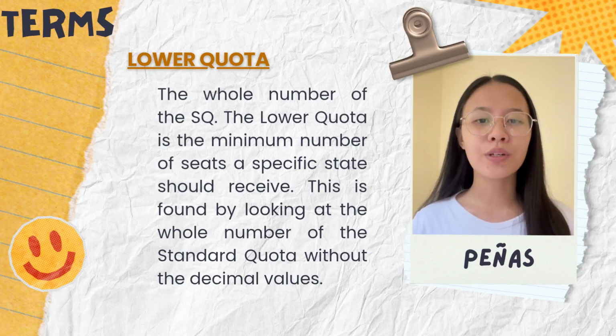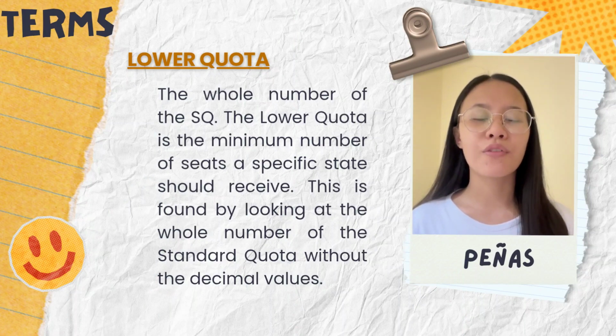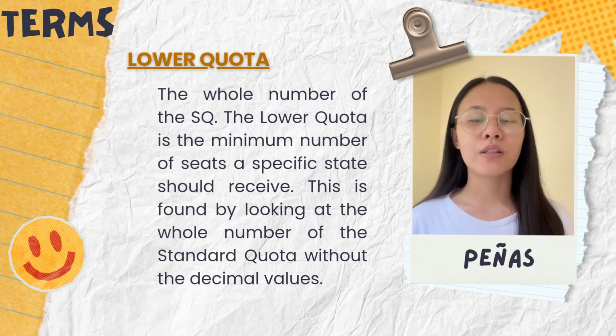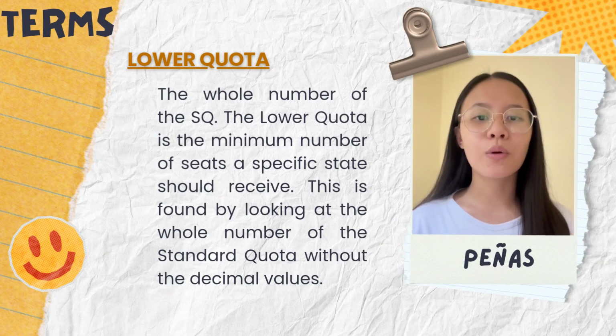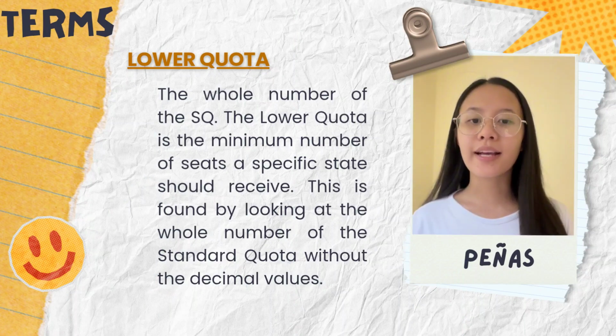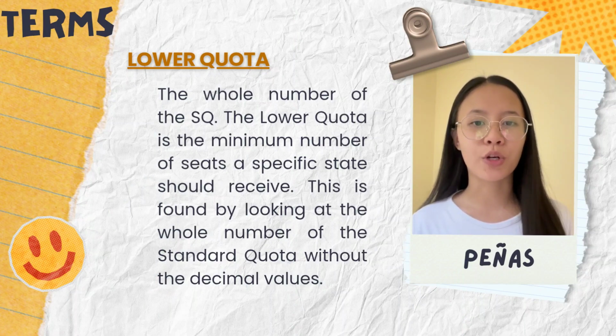Lastly, we have lower quota or LQ. This is the whole number of the standard quota. LQ is the minimum number of seats a specific state should receive. This is found by looking at the whole number of the standard quota without the decimal values. So for example, if the standard quota of a state is 8.27, then the lower quota is 8. And the next one is the steps and procedures that will be discussed by the next reporter.